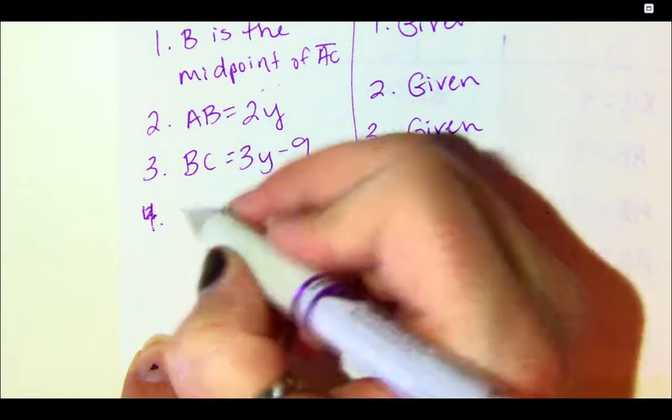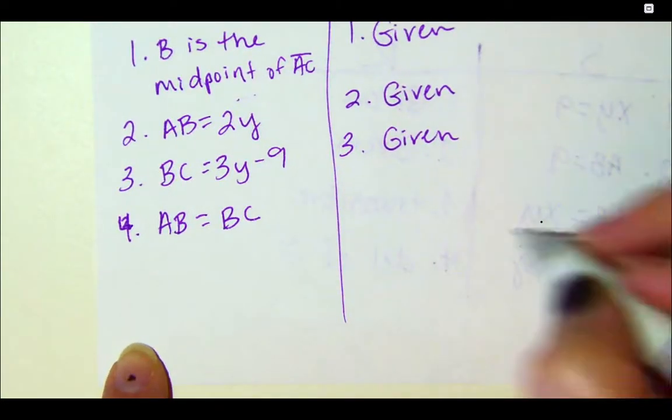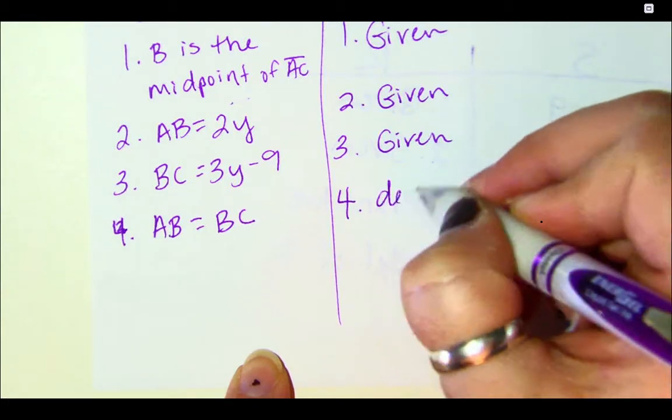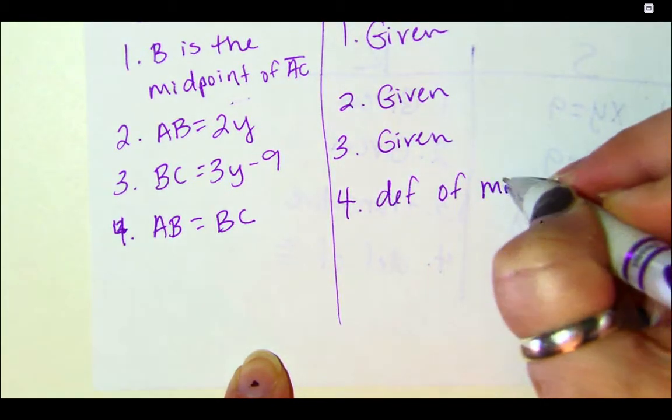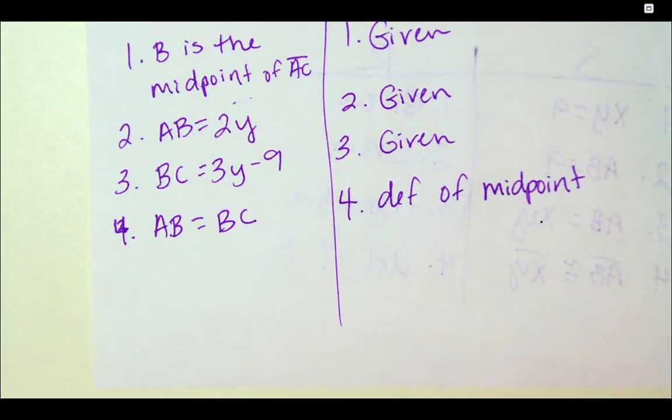Line 4. AB equals BC. How'd you know? Because B is the midpoint. Right, so definition of midpoint. Okay, and our goal is to solve that y is 9. So what could we do to solve an equation?